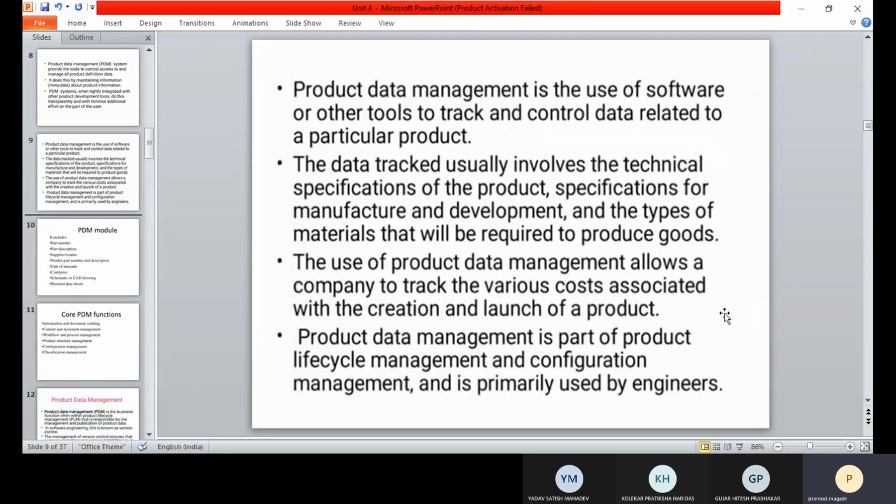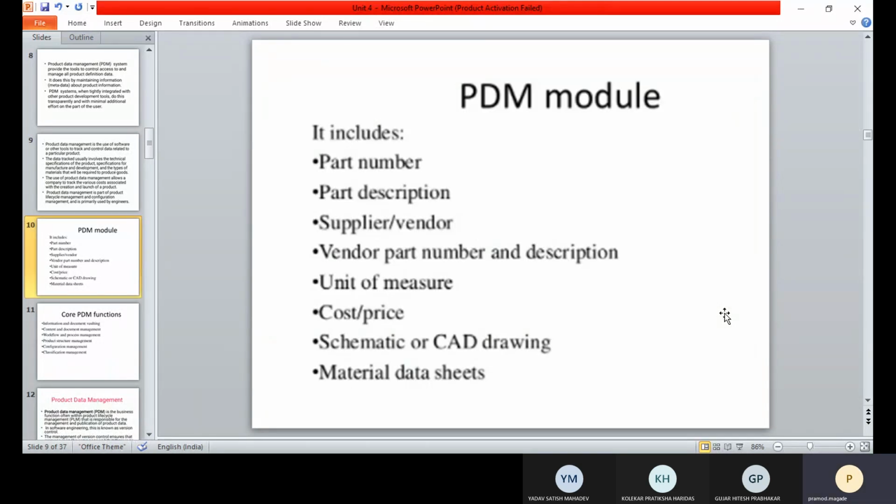Okay, so this will be the point. Now, what are the parameters which we require? This we call a PDM module. Module means it can help us to find a particular product very easily. As you can see, we must know the part number wherever we are working.